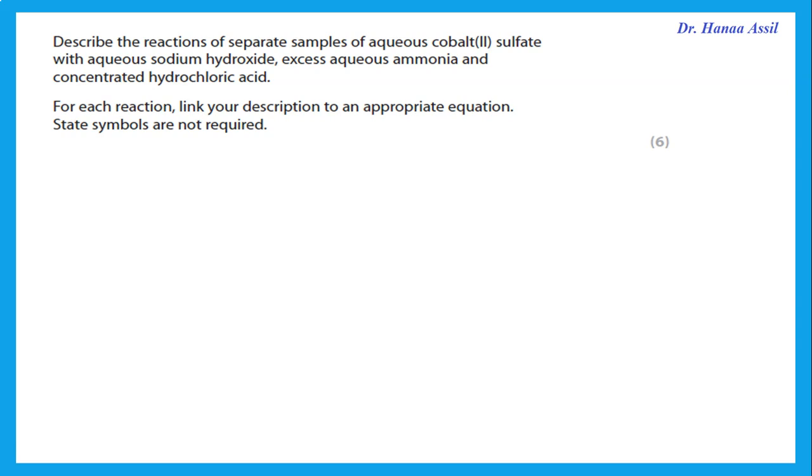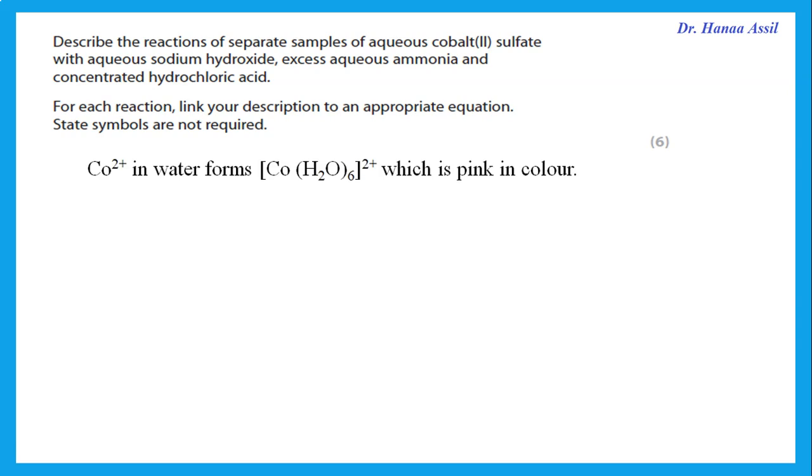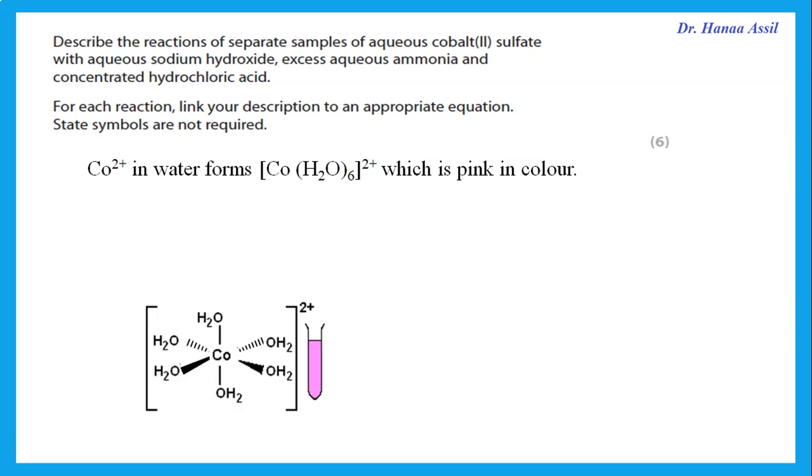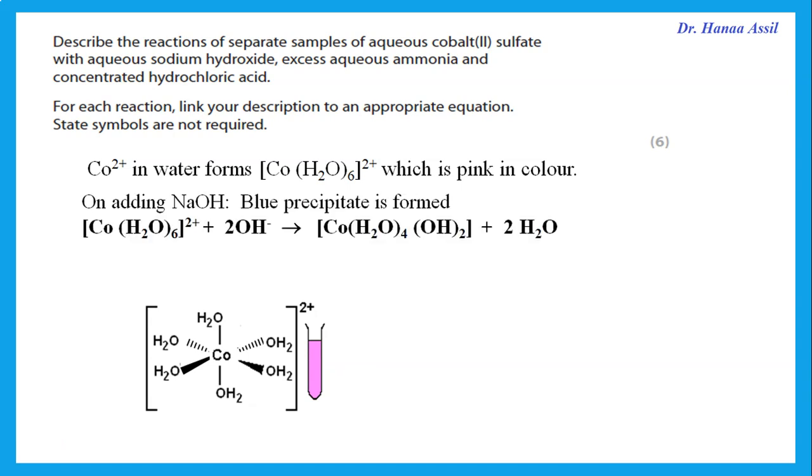Another question like this: describe the reactions of samples of cobalt 2 sulfate with aqueous sodium hydroxide and aqueous ammonia and concentrated hydrochloric acid. Okay, so we're starting again with cobalt 2 plus in water. This forms the cobalt water 6 complex, and this is pink in color. You have to remember that the cobalt with 6 water around it in a complex is pink in color.